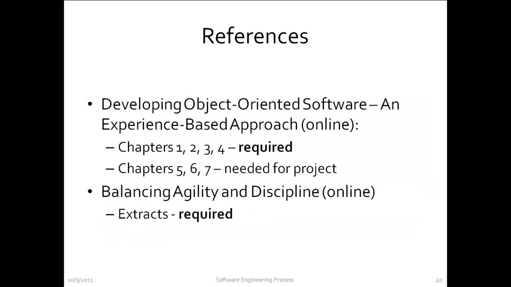Here's a list of references and additional reading material for this lecture. The first reference is a book from the IBM Object-Oriented Technology Center called Developing Object-Oriented Software: An Experience-Based Approach. The chapters of this book have been posted online for you to access electronically. In this book, chapters 1, 2, 3, and 4 are required, and chapters 5, 6, and 7 will be needed for the project. By the way, additional chapters will be needed as well in the lectures that follow.